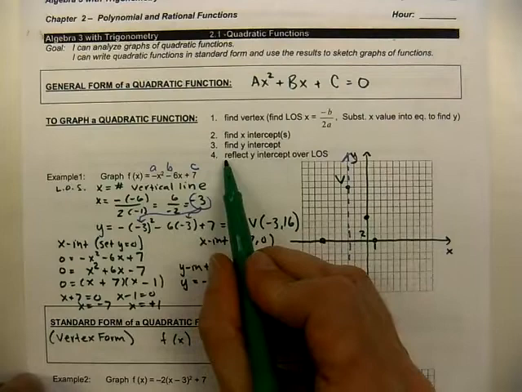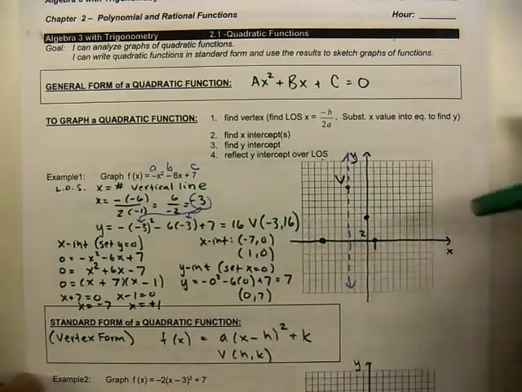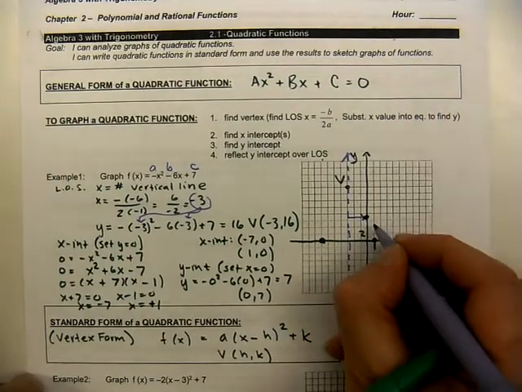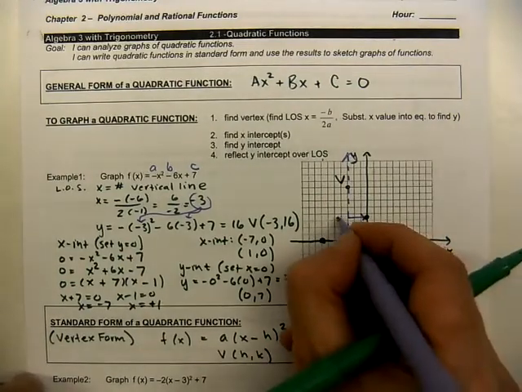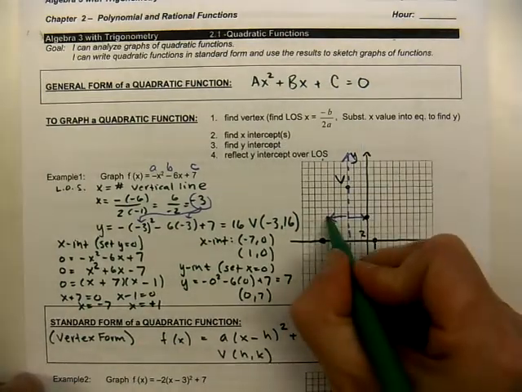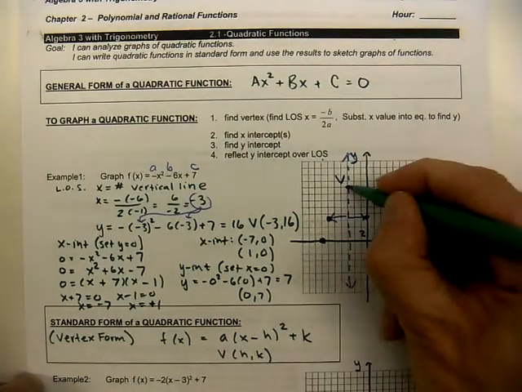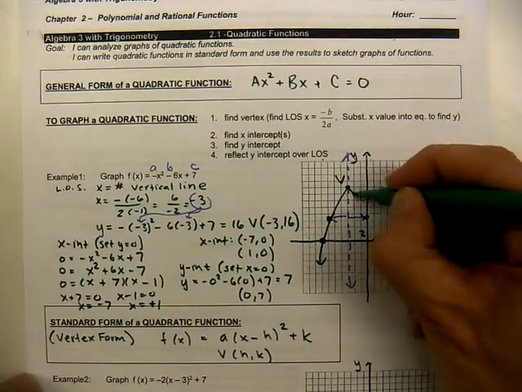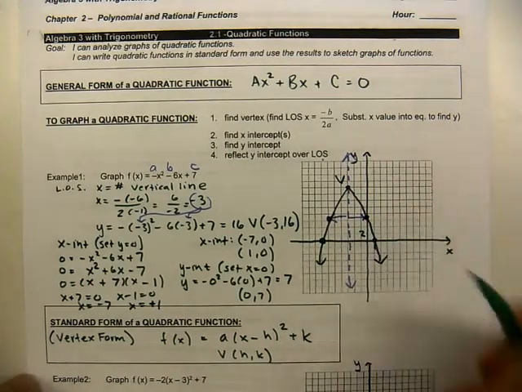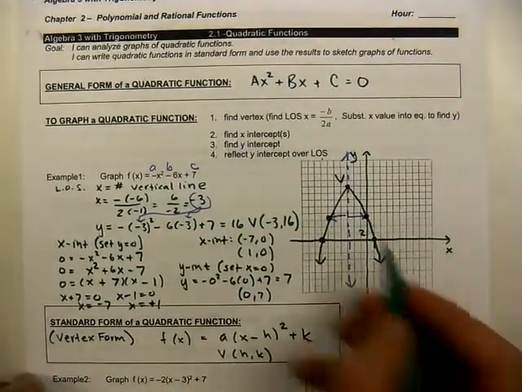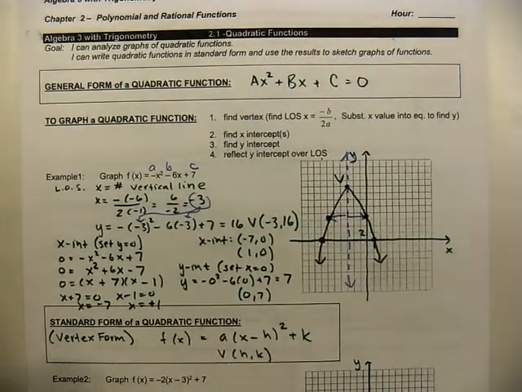And so the very last step is to reflect that y-intercept over the line of symmetry. So just count that distance. That is a distance of 3 to the right of the line of symmetry. So 1, 2, 3 to the left. That's where the reflected point is located. Now that we've got all 5, draw a smooth curve through those points. So there's our parabola opening downwards, with the line of symmetry identified and that reflected 5th point.